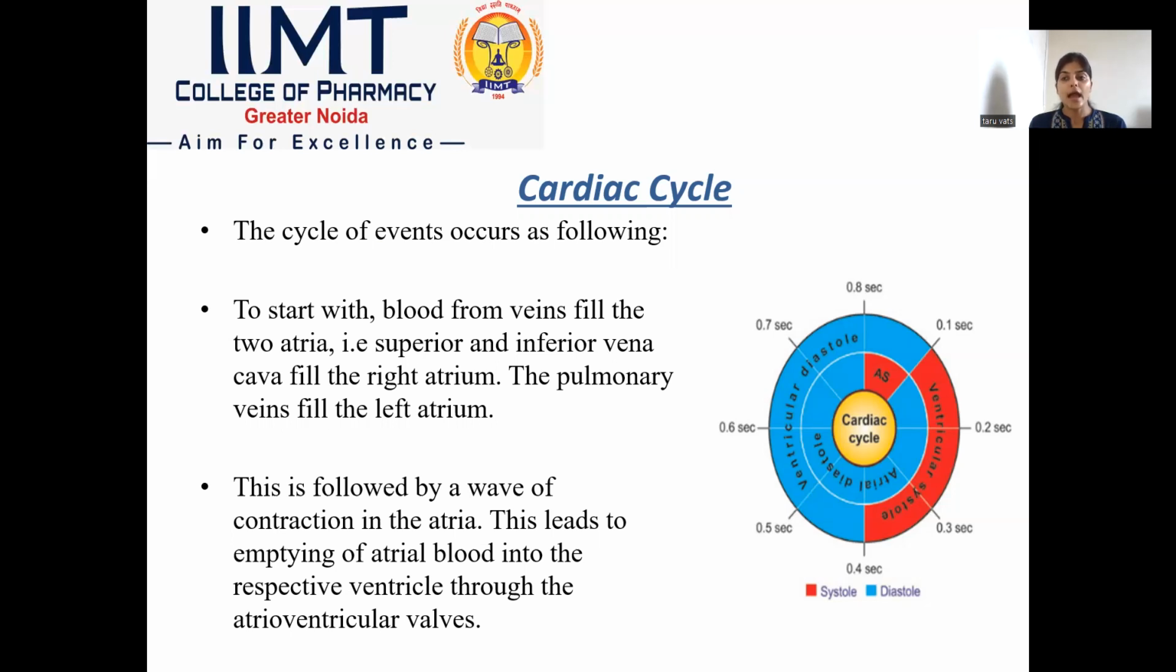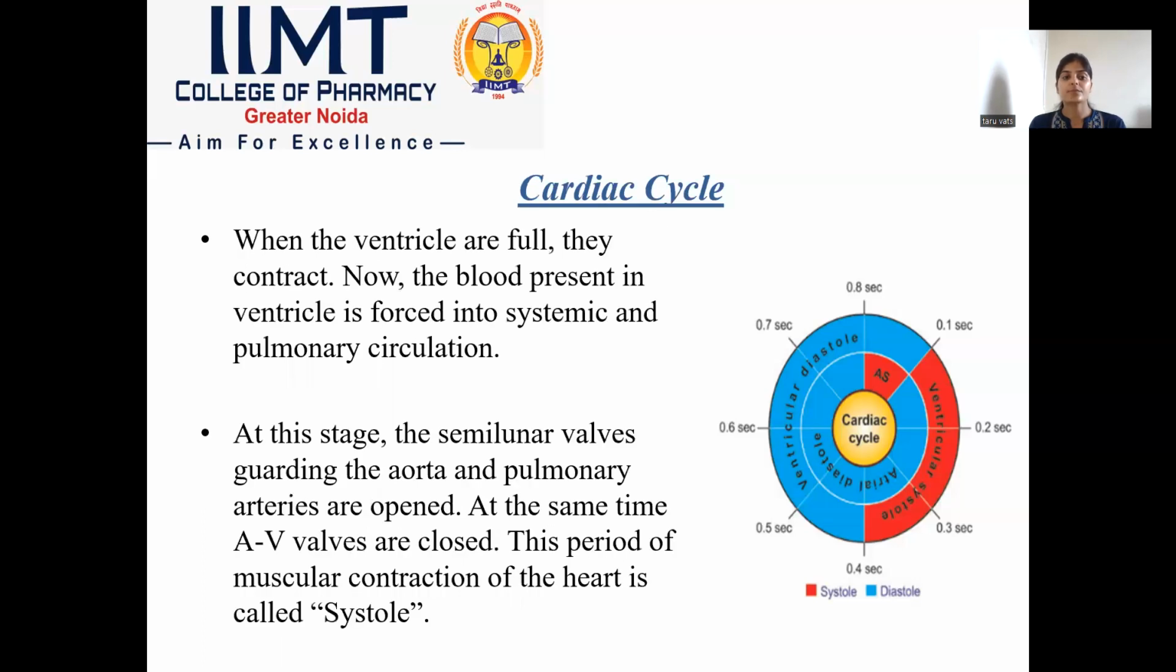This leads to emptying of atrial blood into the respective ventricle through the atrioventricular valves, or AV valves. It means when contraction occurs in the atrium chamber, all the blood reaches the ventricle chamber through the tricuspid valve and bicuspid valve, or you can say the AV valves, which are the atrioventricular valves. Moving to the next slide.